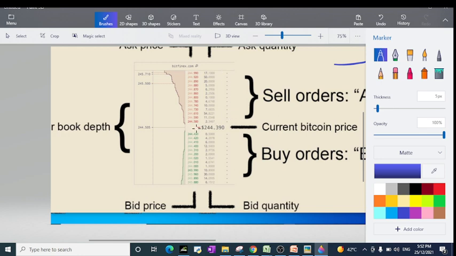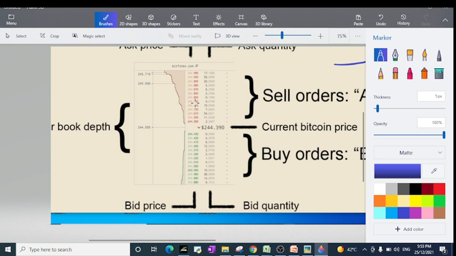You have the current market price right here, the current Bitcoin price. Then you have the sell orders above the market and the buy orders below the market. Here you have the buy quantities, and up here the sell quantities, and this is the order book depth. So you have the bid prices and the ask prices.